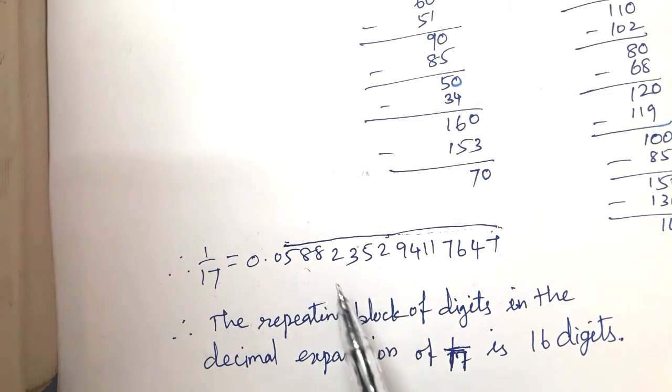Here it is, the repeating block is 16 digits. That's all for the fifth one. Now move on to the next question.